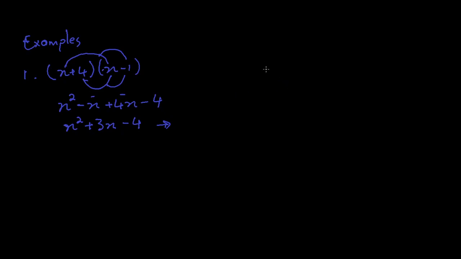Okay, let me move on to the second example. Yeah, we're gonna do it one last time so that you guys are with me. So in this case, we're gonna have 2x plus 7 multiplied by x plus 2. Okay, same concept. This 2x is going to multiply everything in this bracket, and then this 7 is going to multiply everything in that bracket.